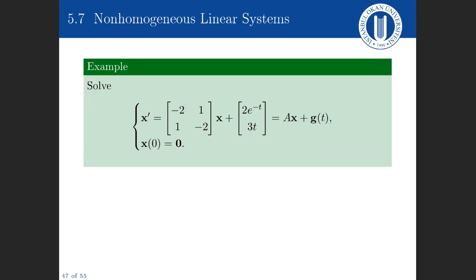Okay. Solve x prime is equal to the matrix minus 2, 1, 1, minus 2, x, plus 2 e to the power minus 3t, 2. Yes, it's this equation again, but this time it's slightly easier. When we have a question about the Laplace transform, we almost always have an initial condition as well. In this case, I'm going to use the initial condition x of 0 is equal to 0.